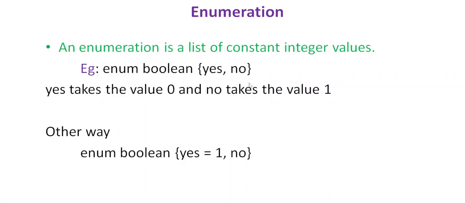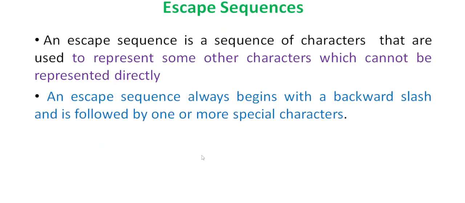So wherever you write yes, the value that will be taken is 0. Wherever you write no, the value that will be taken is 1. We'll discuss the programming examples of it also. By default, the first one takes 0, the second one 1, like that. If you want to override it, you can write yes is equal to 1. In that case, no takes 2. So you can start at any point.